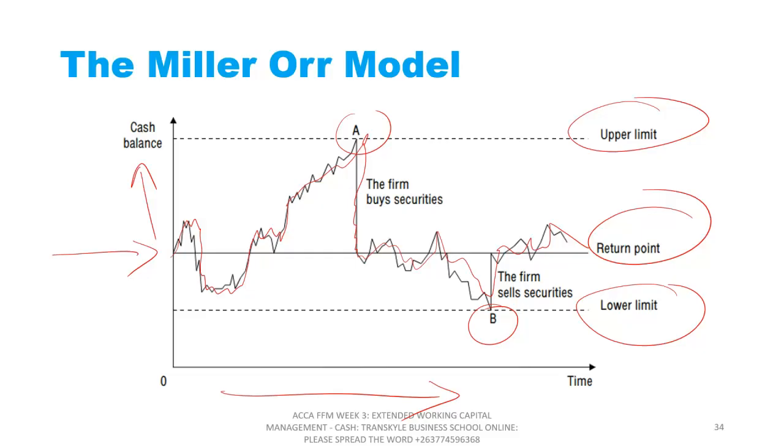However, that is not practical. Sometimes we have a lot of cash. So if we have a lot of cash, we then have to monitor that. If it reaches this point A, it means it becomes too much, right? It is now excessive. So what we do, we then have to buy securities. We buy investments. We invest.